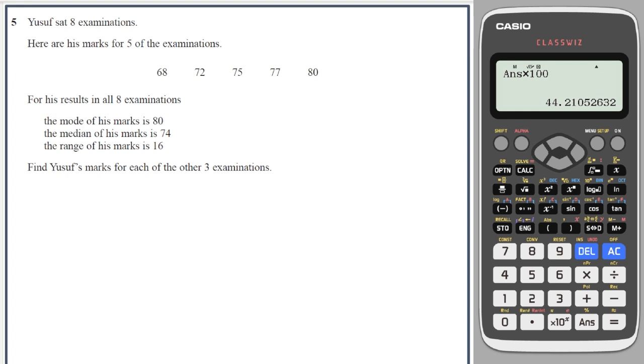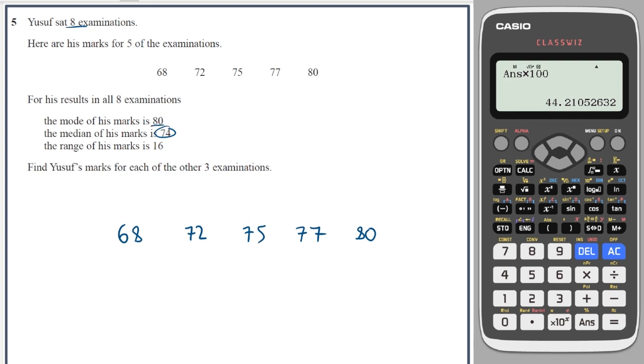Okay, Yusuf sat 8 examinations. Here are the marks for 5 of them. And for his results, the mode was 80, the median was 74, and the range was 16. Okay, so let's just write these out again. First off, there are 8 exams, which means that the middle 2 must average to make 74. Because that's the median, and because there are an even number of numbers, we won't have a standalone median, we'll have 2 in the middle.